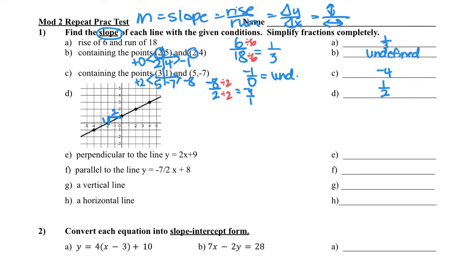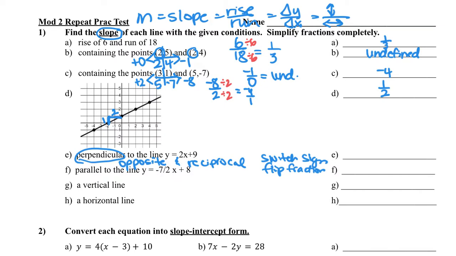On E, perpendicular means that we are going to be looking for the opposite and reciprocal. Write that down. If you don't know what that means, you need to add that. Opposite means switch the sign, and reciprocal means flip the fraction. So make sure you have that down.